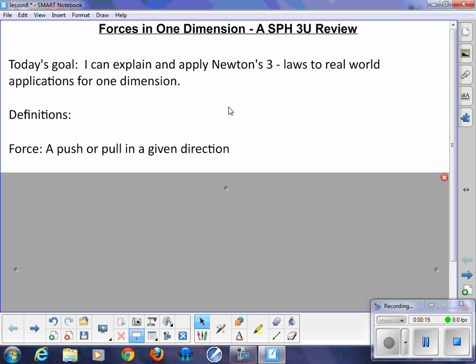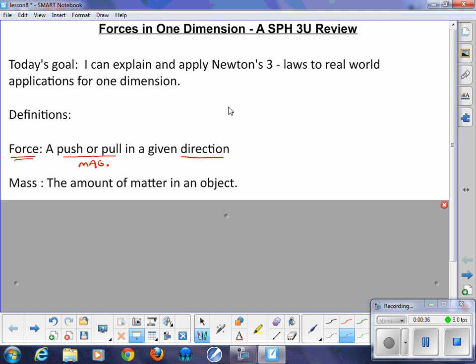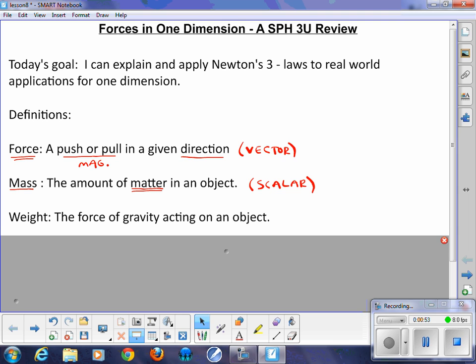So a couple of definitions for you. They're already typed up. Force. Force is a push or pull in a given direction. So again, it will have magnitude and it will have direction. Mass. Remember that mass is a scalar value, where force is a vector value. So mass is the amount of matter in an object. So just how much material makes up that particular object.